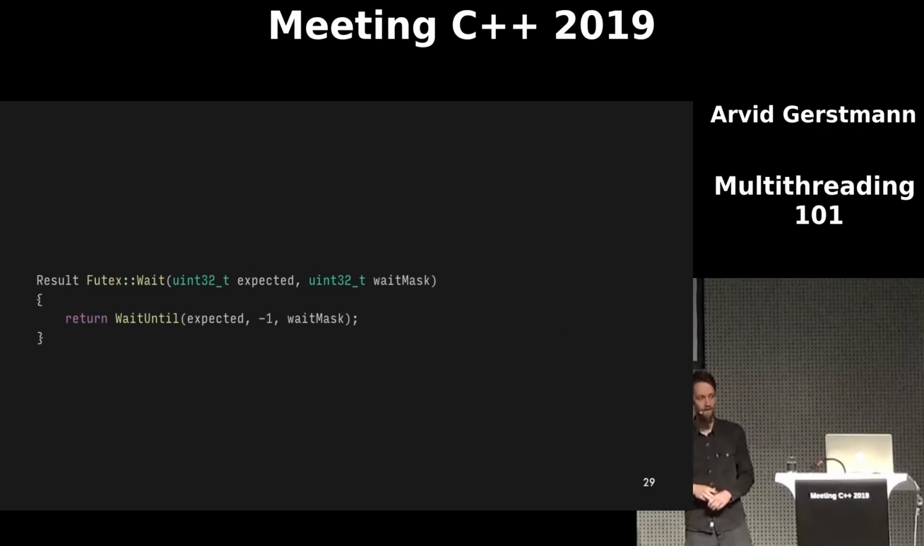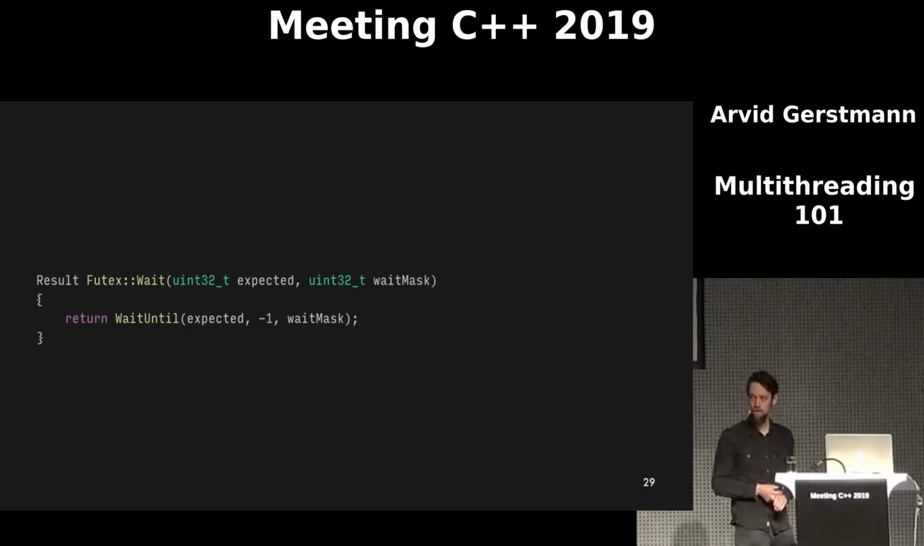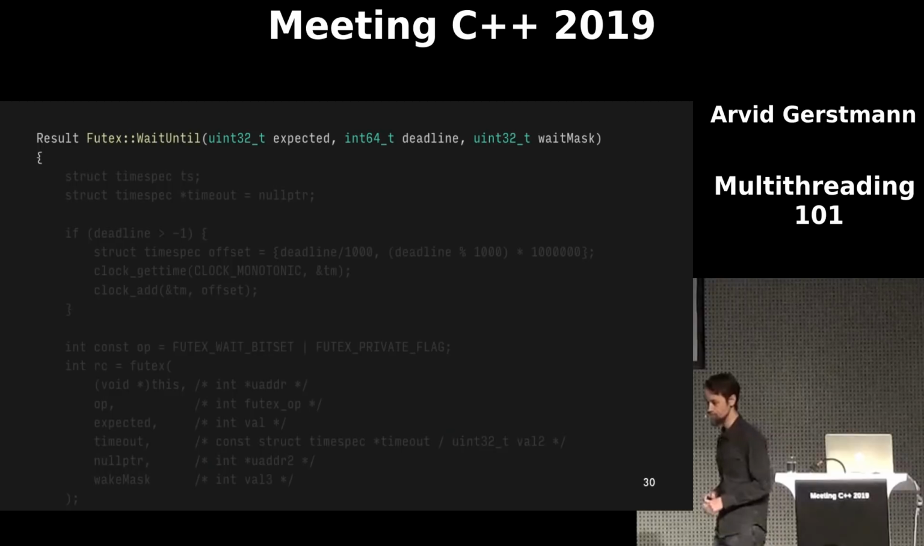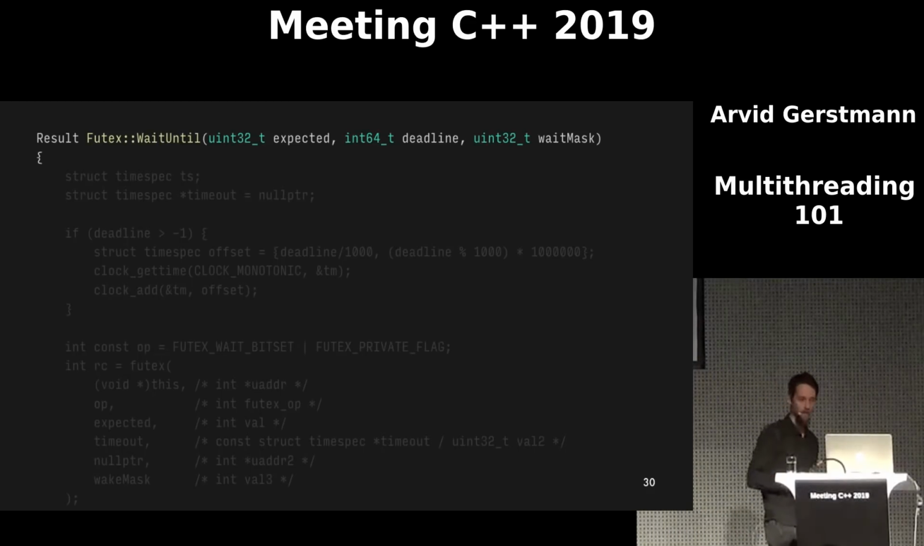So let's start by implementing futex wait. Futex wait is rather simple. We're just going to implement it in terms of wait until. We will set the deadline to -1, indicating that we want to wait forever. And then we're coming to wait until. This is where it's starting to get a little more complicated. We're handing off to the futex syscall.